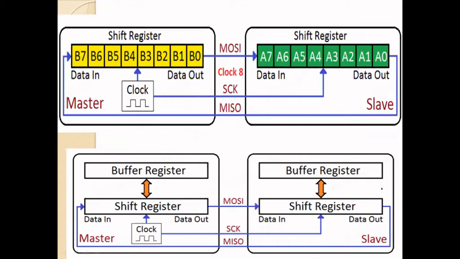Next, we are going to see about the master device and slave device. For example, take the left hand side as the master device, and the right hand side as the slave device. Inside the master device, there are 2 registers available. One is called the buffer register, another one is called the shift register. This is the master and this is the slave.